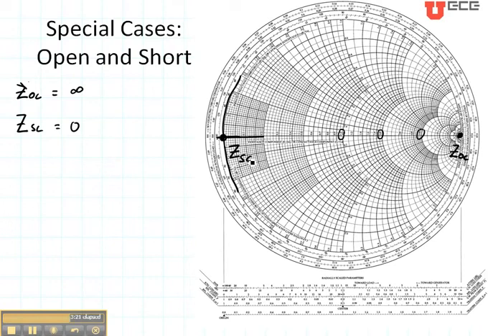Now how about the admittance of an open or a short? Remember, if we wanted to find the admittance, we simply translate through the center of the Smith chart. Let's do the short circuit first. We're just going to translate that through the center of the Smith chart right over to here. So this is the admittance of a short circuit. Let's do the same thing with the open circuit, and this is the admittance of an open circuit.